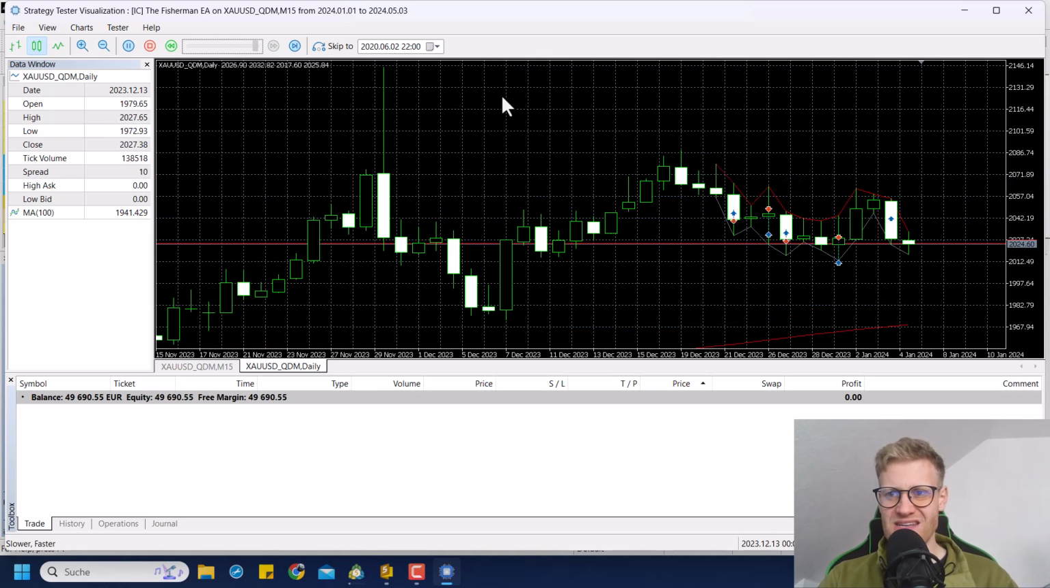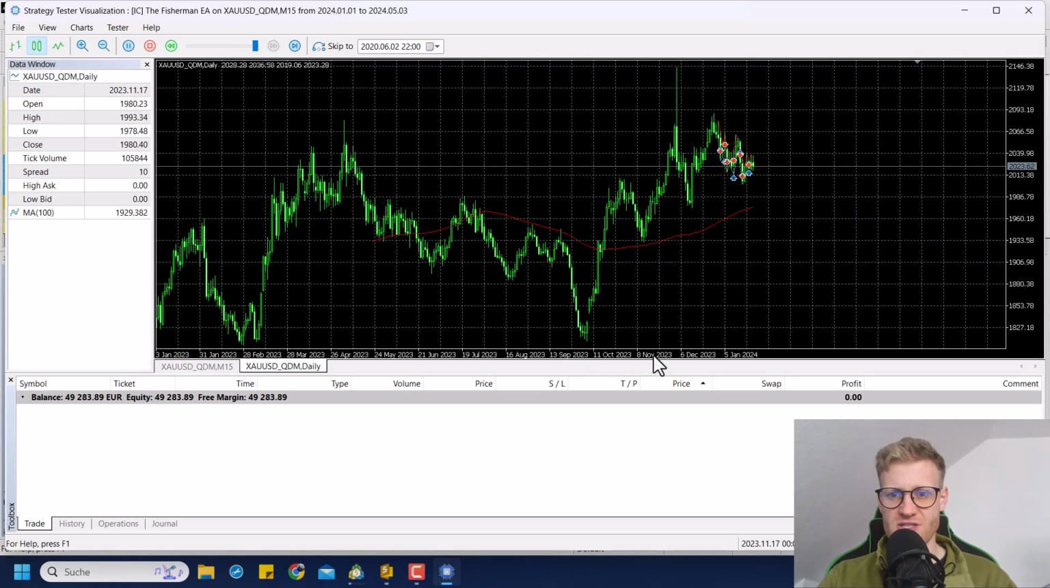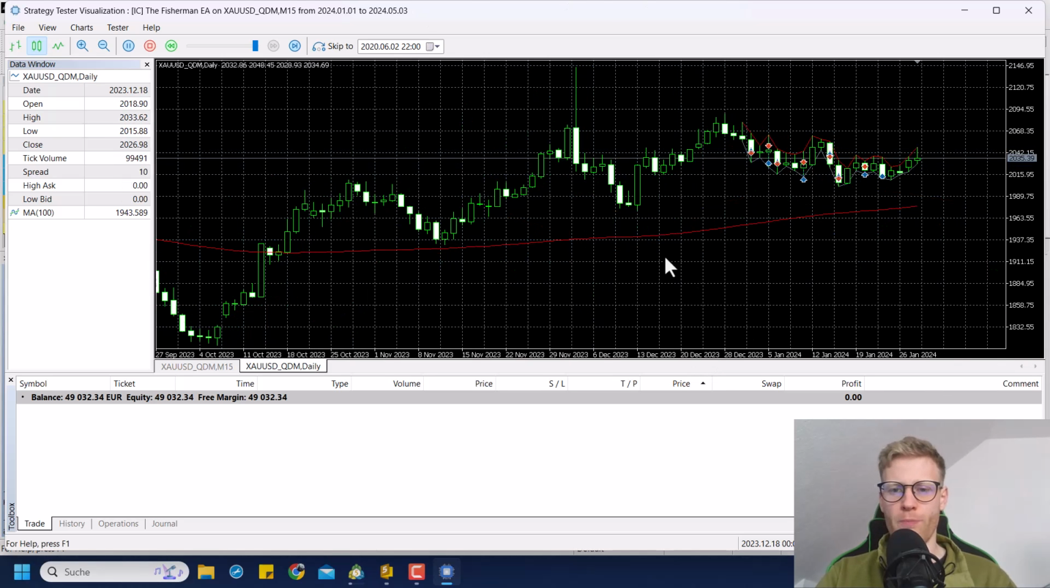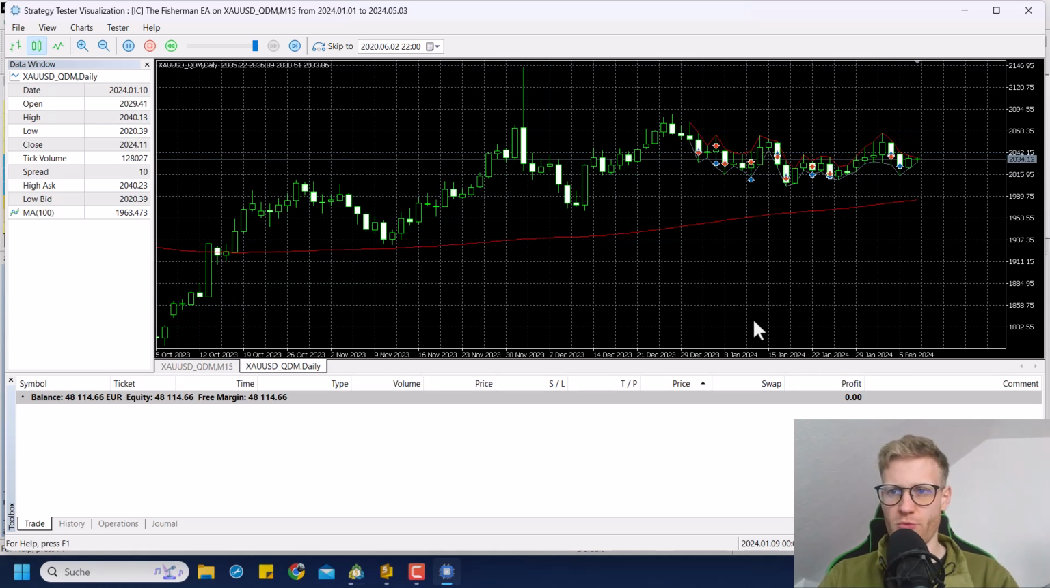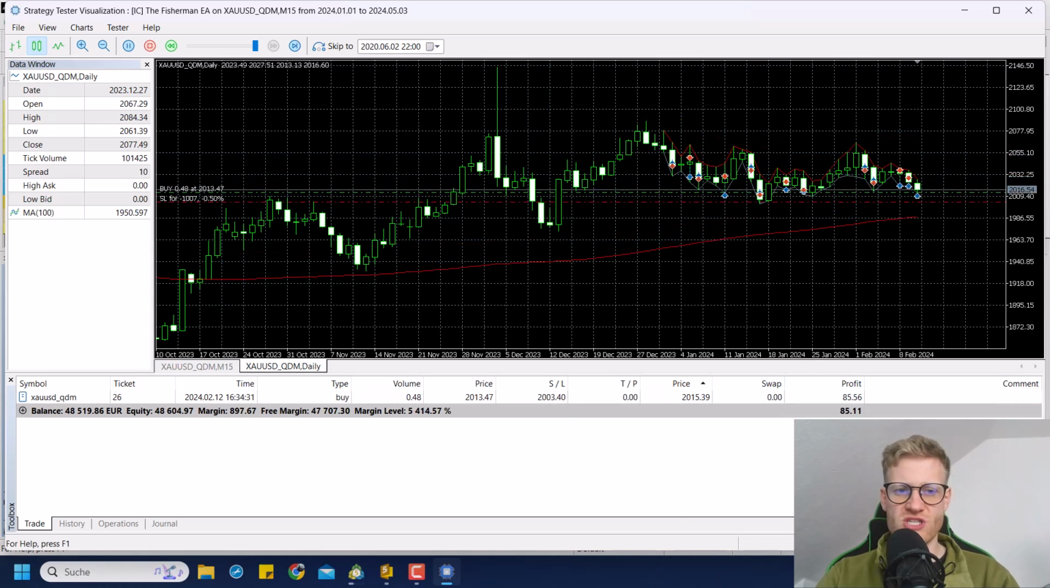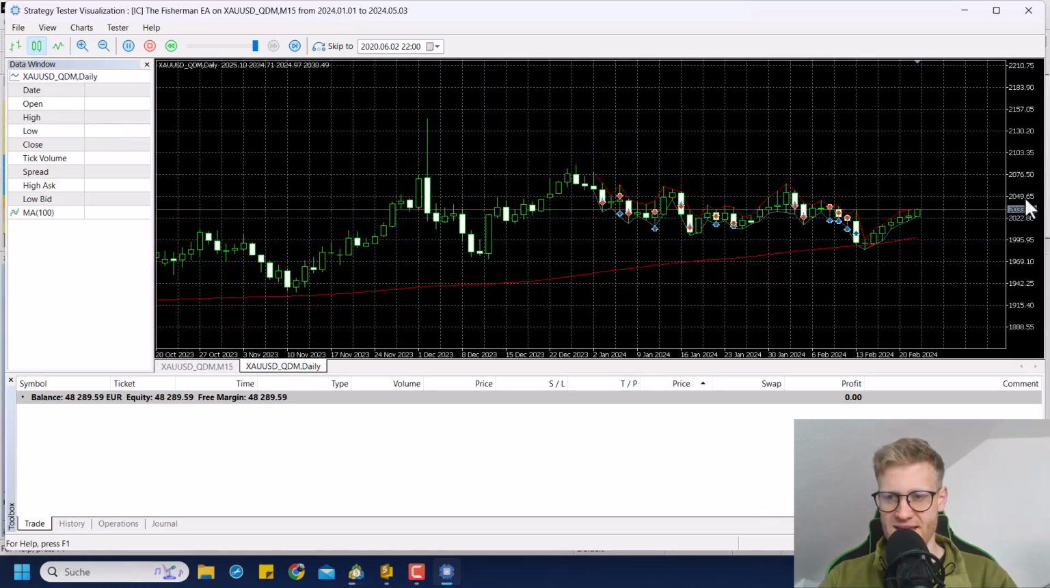So we can see that if I fast forward this, as long as we are above the moving average here, we will only open the buy trades. But as soon as the price drops below the moving average, we will also see sell trades. This is what hopefully happens here in a second.